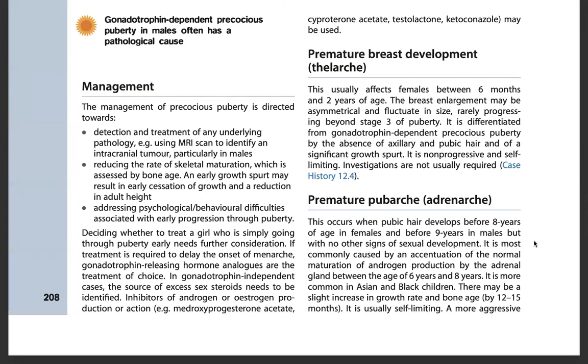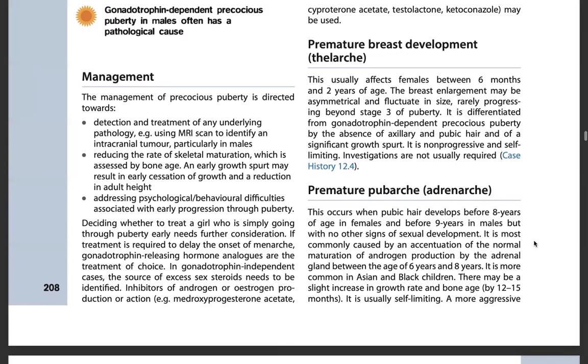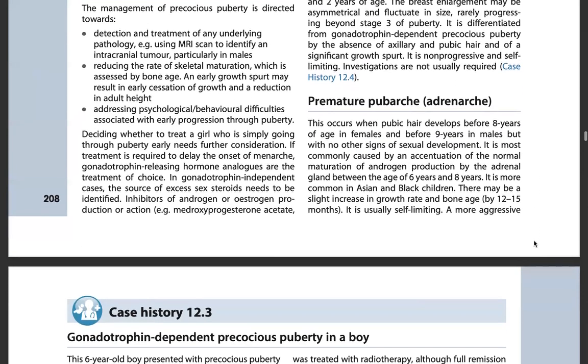It is most commonly caused by an accentuation of the normal maturation of androgen production by the adrenal gland between the age of 6 years and 8 years. It is more common in Asian and Black children. There may be a slight increase in growth rate and bone age by 12 to 15 months. It is usually self-limiting.